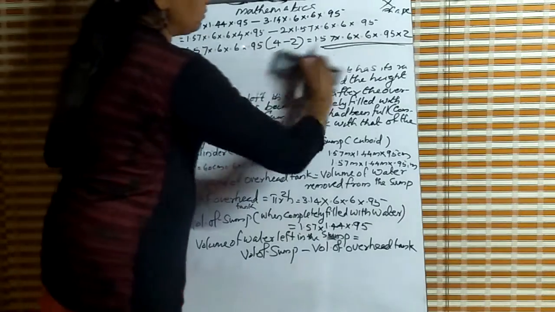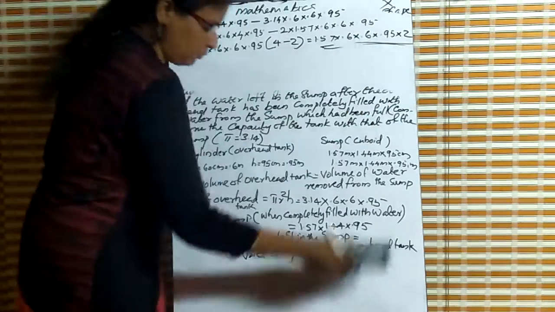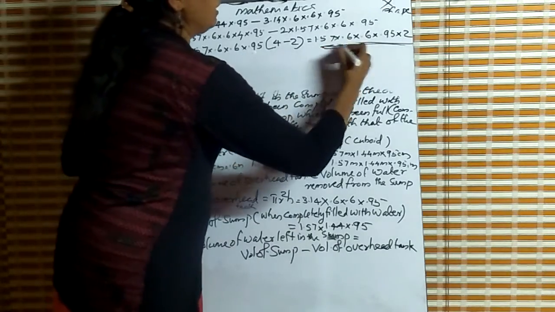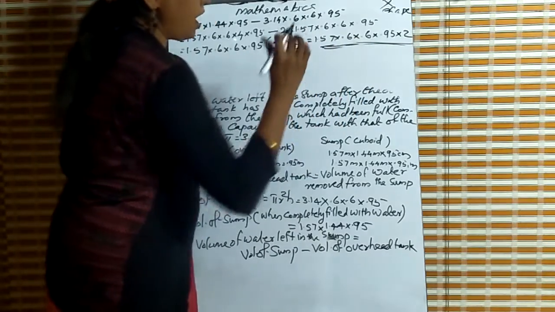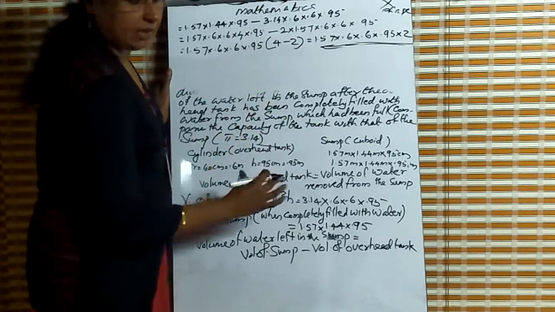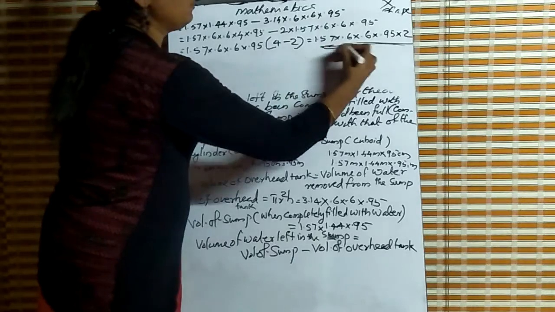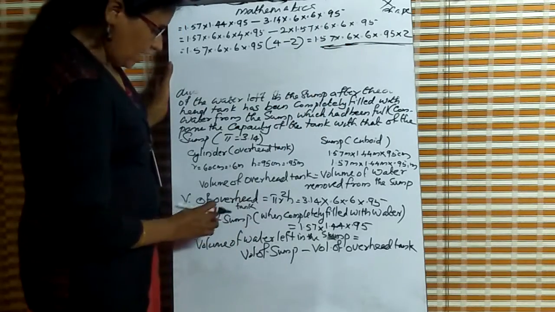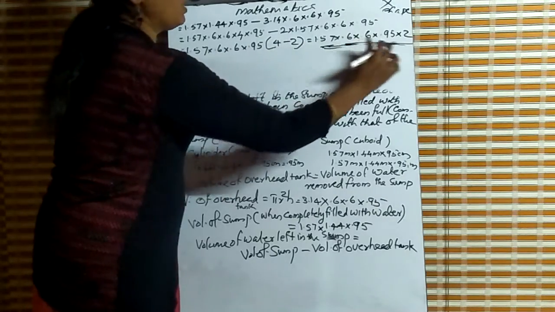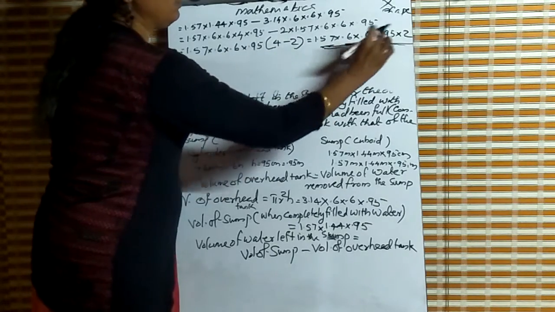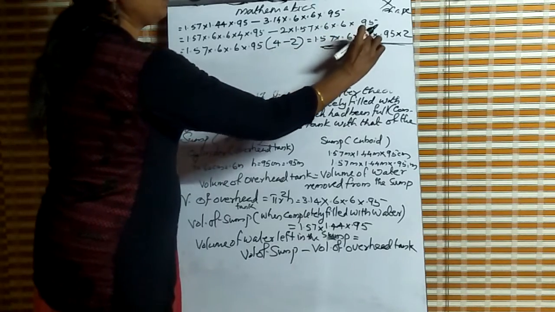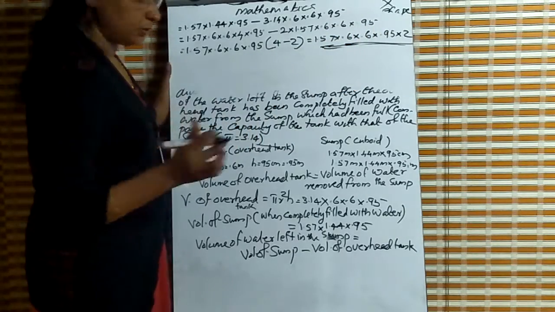Now, our first question is to find the height of the water level in the sump after completely filling the overhead tank. So, the height of water in the sump is the question. For that, the volume of water in the sump is 1.57 into 0.6 into 0.6 into 0.95 into 2.